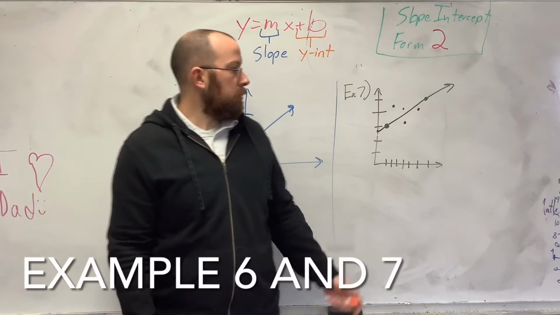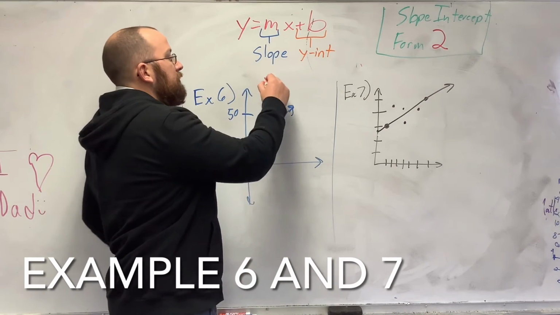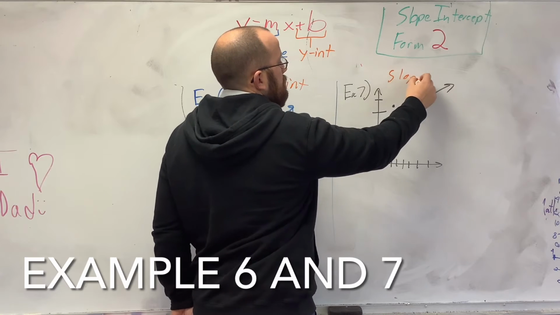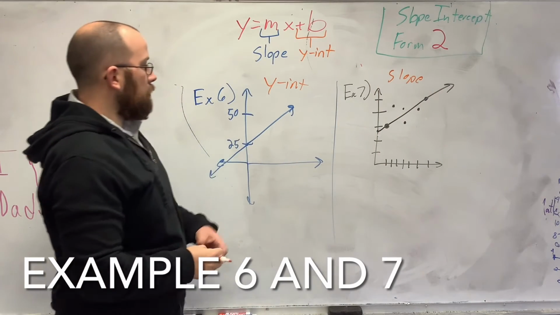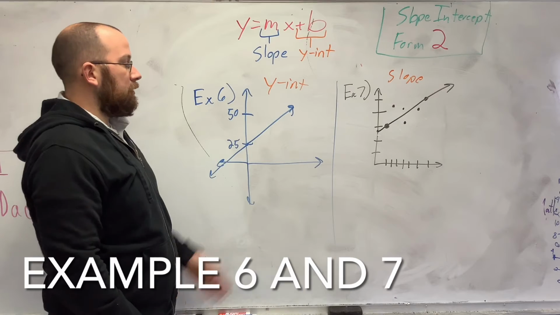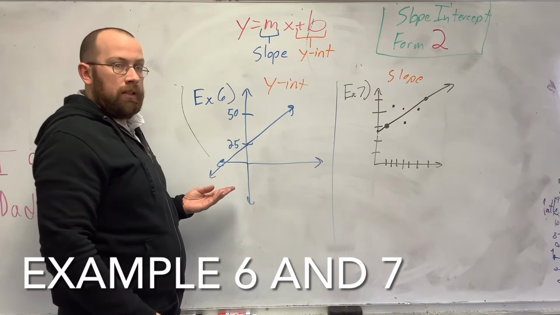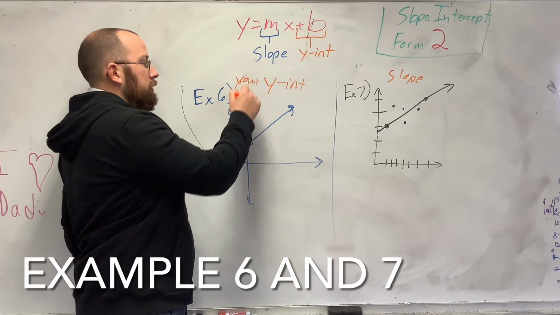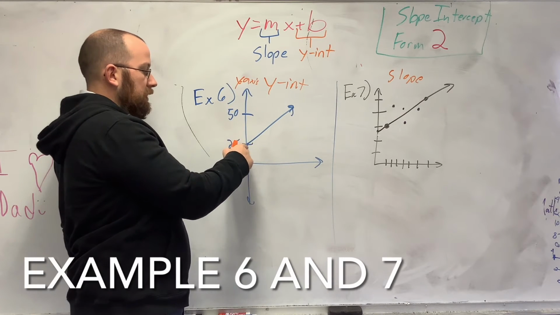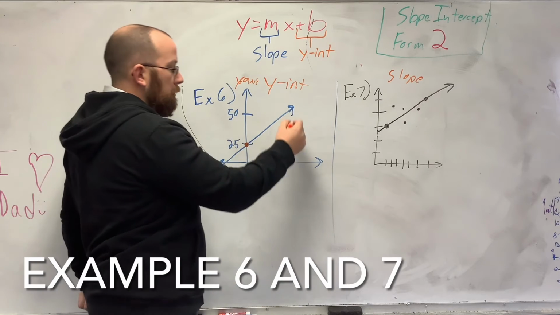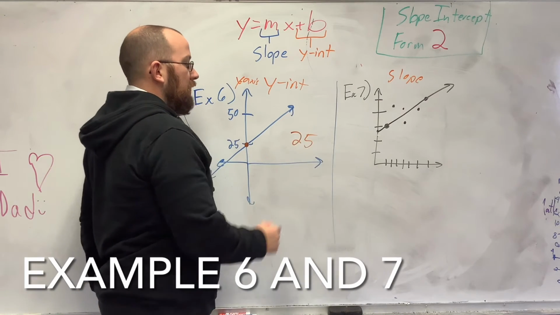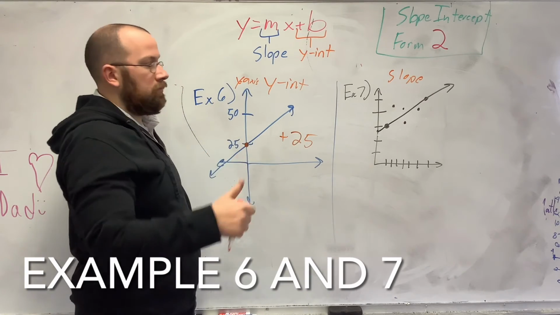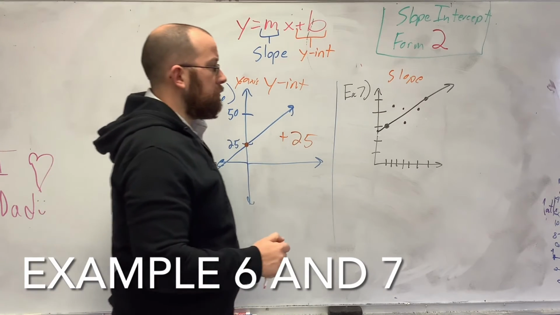All right, I have 2 more examples here. This one, I'm going to find the y-intercept on. This one, I'm going to find the slope on. The y-intercept is very, very simple to find. Where does this line, which is my function, cross the y-axis? Well, it crosses it right here at 25. So my y-intercept is 25. So many people mess that up.